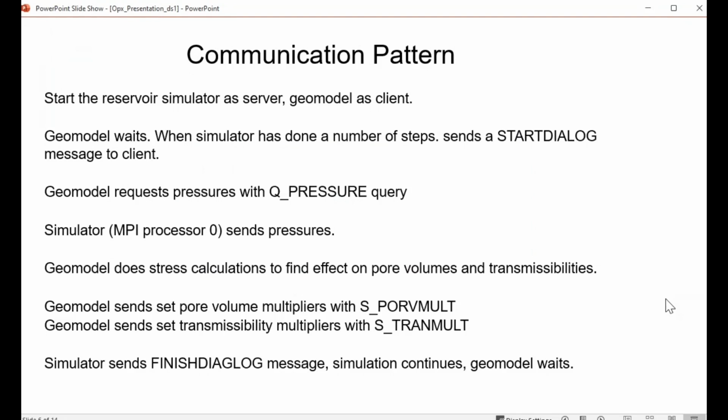The geomodel now has the pressures, it does the stress calculations, it finds the effects on the pore volumes and the transmissibilities, and it sends them back with a mnemonic starting S pore volume mult, S tram mult. The simulator says, great, I'll update the transmissibilities and continue on my next step, sends finished dialogue, and the geomodel goes back into waiting mode.